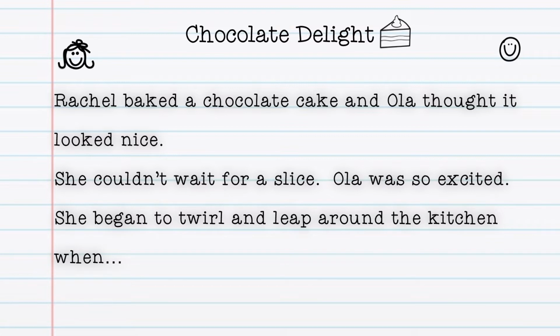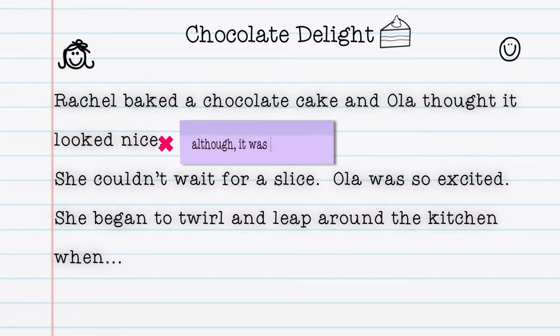Let's focus on the first sentence. Right, so Rachel baked a chocolate cake and Orla thought it was nice. Let's remove the full stop and replace it with a comma and add in our subordinate clause. Now remember, a subordinate clause doesn't contain a verb and it doesn't make sense on its own. So now we're going to add in our subordinating conjunction, which is although, and then put in our comma, and then add in our subordinate clause, which is it was sugar-free. And as you can see, although it was sugar-free, doesn't make sense on its own.